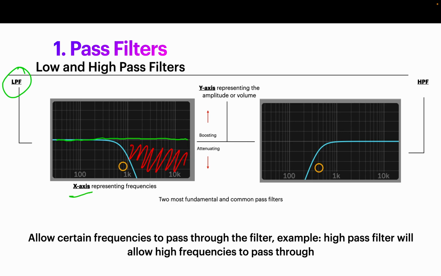If we now move on to the high pass filter, it does the exact same thing. Again, on the x-axis, you have frequencies. These are your low frequencies here, these are your mid frequencies here, and these are your high frequencies here. This high pass filter will allow high frequencies to pass through and low frequencies to be cut. Where the low frequencies are, down here, everything is being cut out. One thing to mention is that these pass filters will only allow certain frequencies to pass through, hence why the name is pass filter.